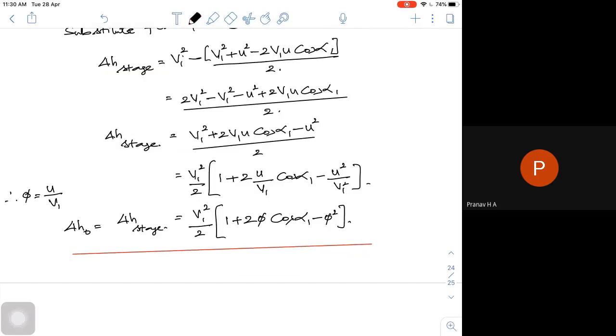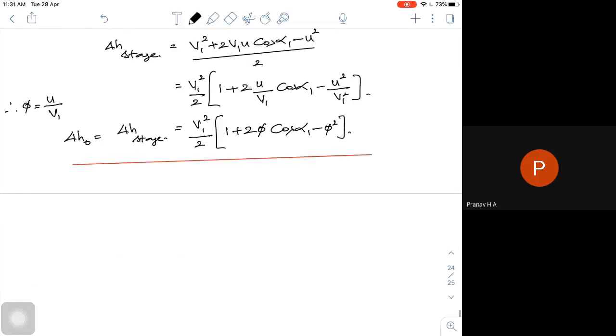So what is the expression for enthalpy change? This is the enthalpy change. Now, why have I derived this particular thing? Because what is your blade efficiency or vane efficiency? It's the ratio of work done to your enthalpy change or energy supplied. Already we have the expression for work done, and now we have the expression for delta H. You take the ratio of it, you will get the corresponding blade efficiency or vane efficiency.